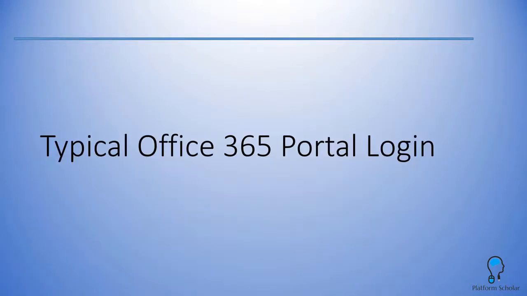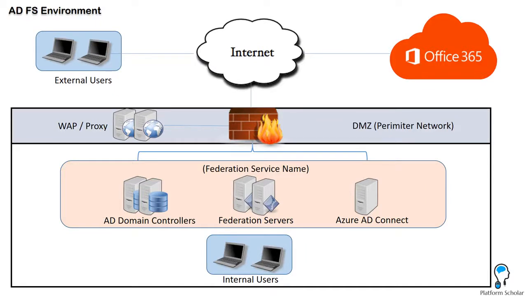Now we're going to see some of these workflows in action. We'll start off with a typical Office 365 portal login. Here's a typical Active Directory Federation Services environment. On the internal network, we have our internal users or clients, and then on the servers, we have our domain controllers. We've got our Federation servers, which can either be a single standalone server or can be in a farm or clustered. And we have our Azure AD Connect, because we're still going to be synchronizing a lot of data from our on-premise environment to Office 365, so that's still required. And then we have our firewall to the internet.